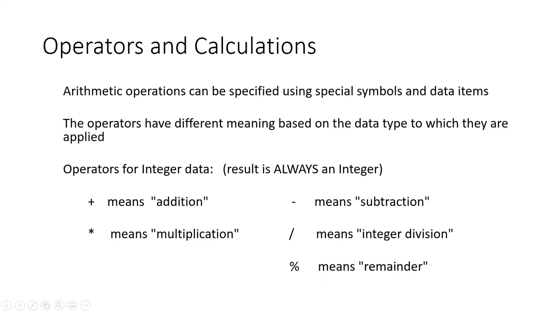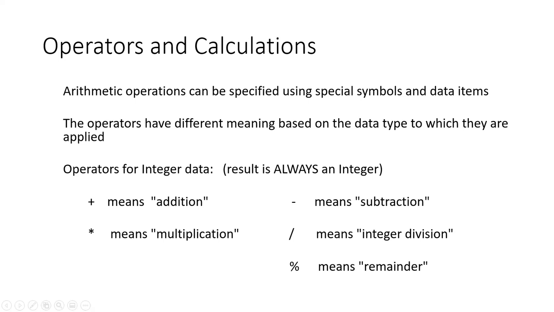Now, what are the operators and calculations that you could do on the right-hand side of an assignment statement? Well, we have special symbols that are used for the arithmetic operations that we can do in Java. The symbols actually have different meanings potentially based on the data type to which they are applied. So if you are working with two integer data, there are 5 operators that can be used. When the two pieces of data that you're working with are integers, the result is always an integer, which is slightly different than maybe your experience in a math class.